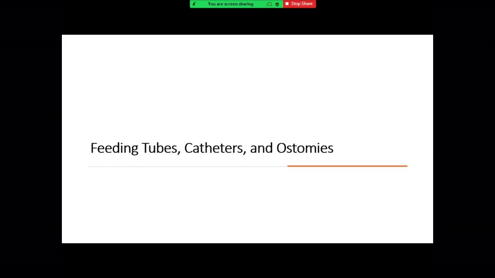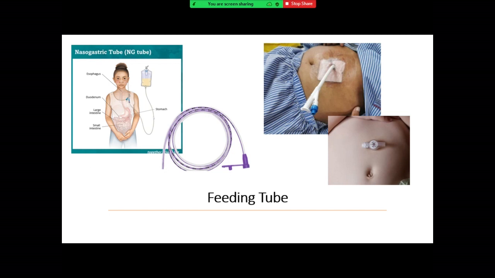So, feeding tubes, catheters, and ostomies. Feeding tubes come in lots of different types. A nasogastric tube, or NG, is going to go through the nose into the stomach. They're usually taped to the nose. If they have to be longer term, you'll sometimes see them go around the ear.